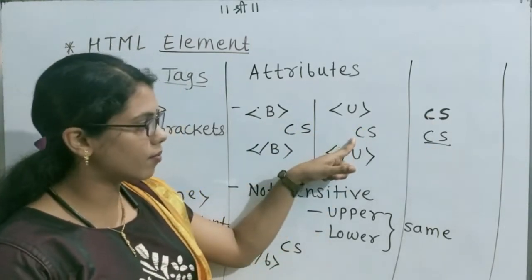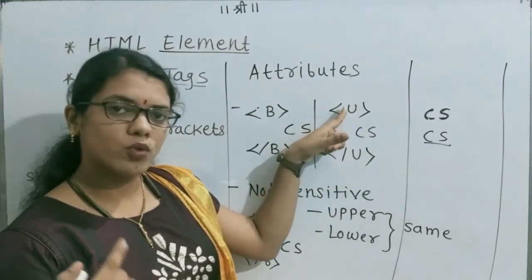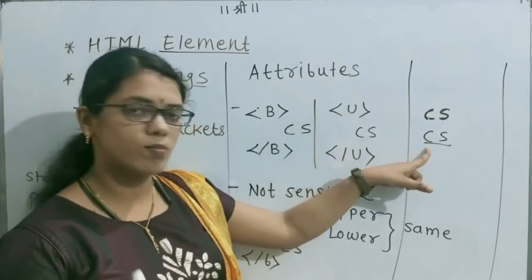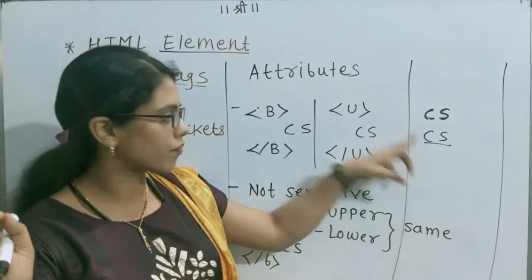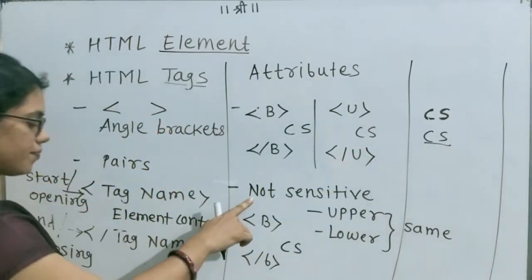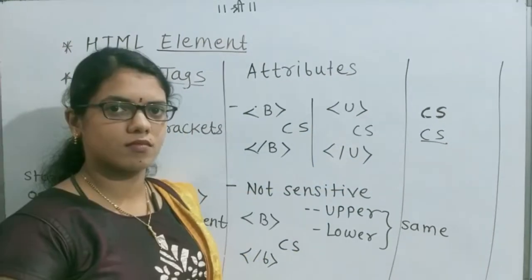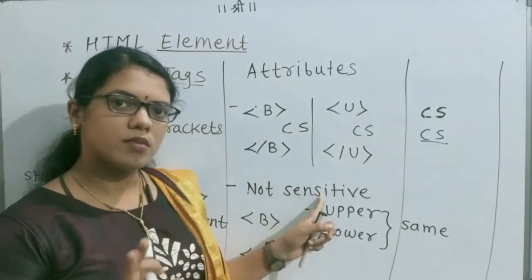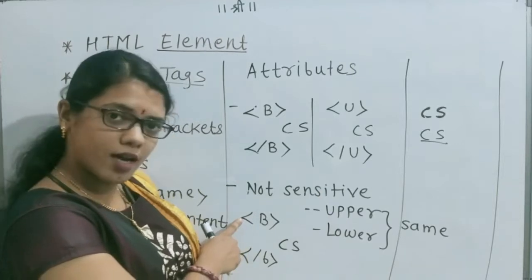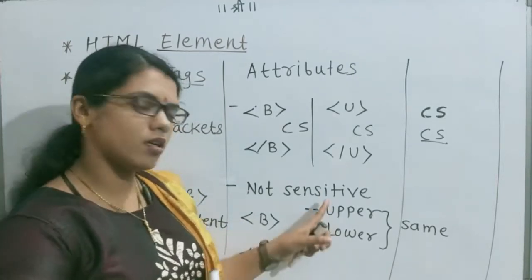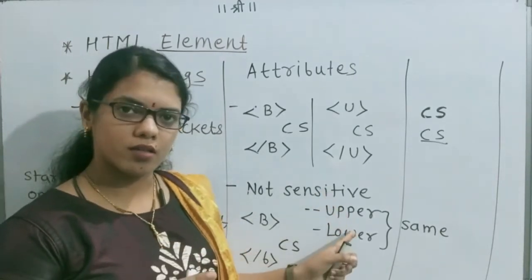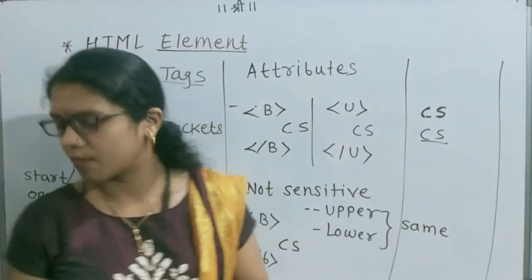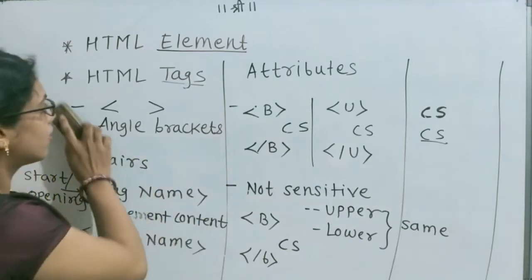In a second example, the effect of the U tag is applied on the element content CS, so CS is displayed with an underline effect. Clear? Second concept: HTML is not case sensitive, meaning the declaration of start and end tags in uppercase and lowercase is considered completely the same. Now the last part of this concept is syntax.